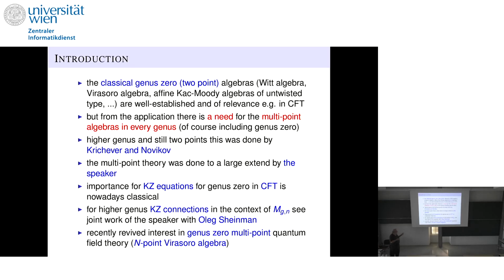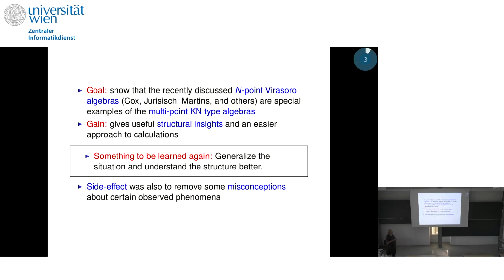But there was recently a revived interest in the genus zero multipoint situation here. Of course we were heading towards the general thing, and in this context they used the name n-point Virasoro algebra. This was in some sense my starting point. The goal of this presentation: the recently discussed n-point Virasoro algebras, with names Cox, Guo, Martins, and others, are special examples of the multipoint Krichever-Novikov type algebra.